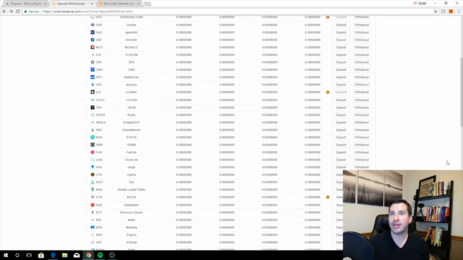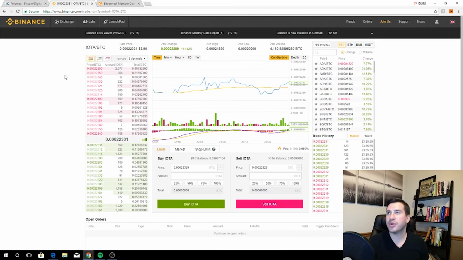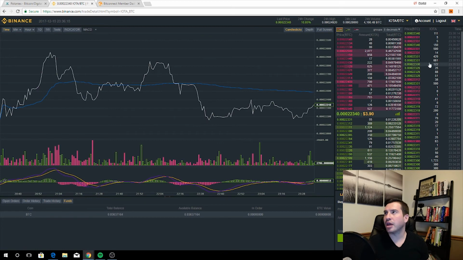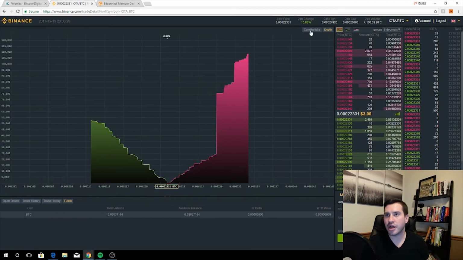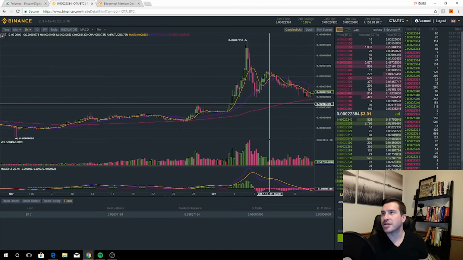But now let's head over to the IOTA market. Here is the basic view. Looks like we've got our buy orders down here, sell orders over here. Let's try the advanced view and see what this shows. Same thing. Here are the filled orders. You got the depth chart here. Get it on 5-minute candles. Zooming out to 6-hour candles.